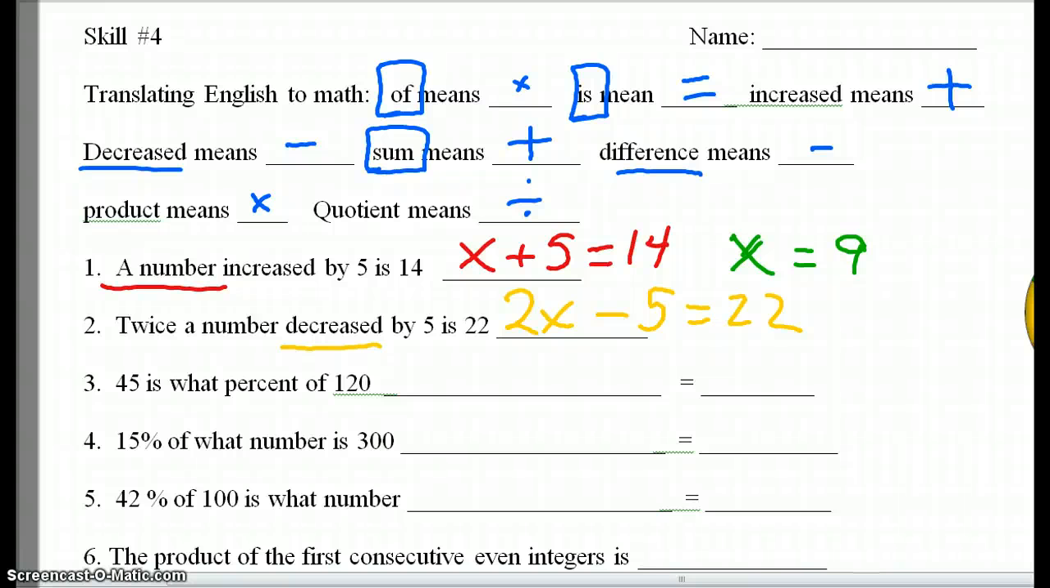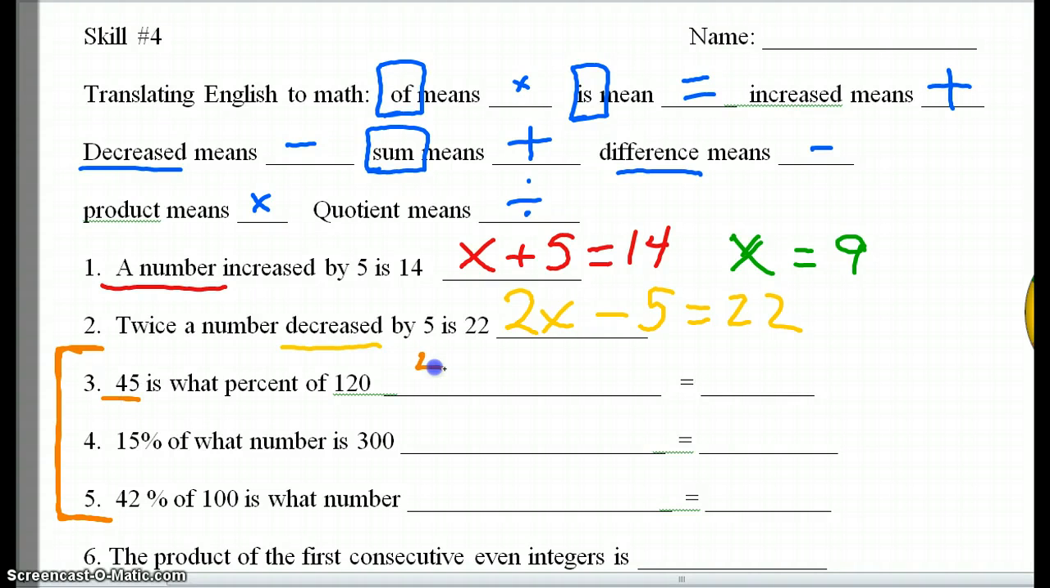When you were going over your practice test, I noticed that the percentages were kind of hard problems. So I've set these 3 types of problems up, and again, what you want to do is translate your percent problems first to math, and then let's go through how to solve that. So if I just take this example number 3, 45 is what percent of 120, and I translate that to math, let's see what I get.